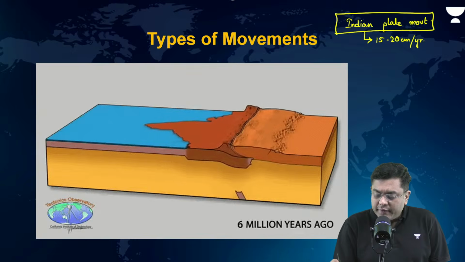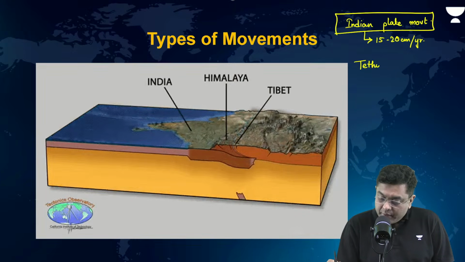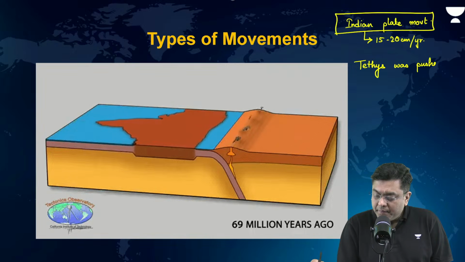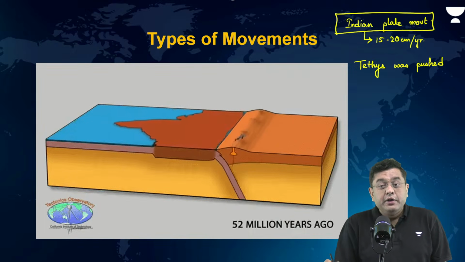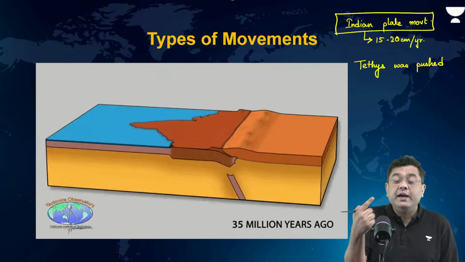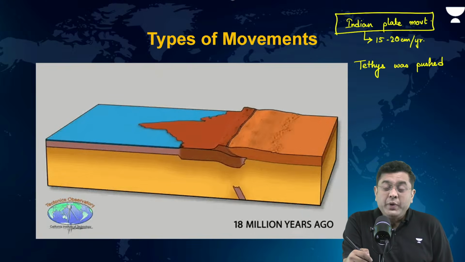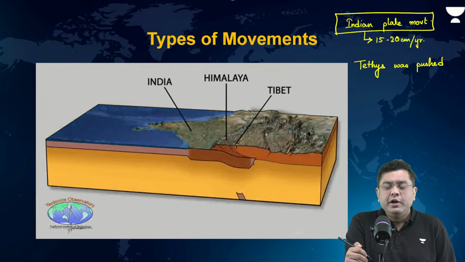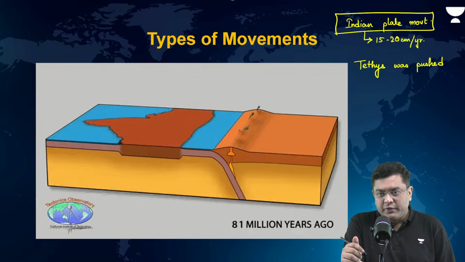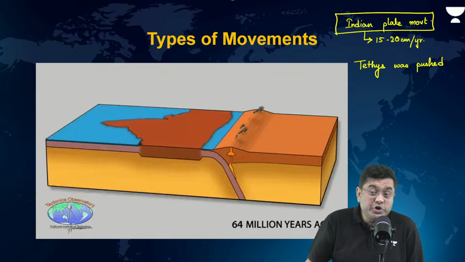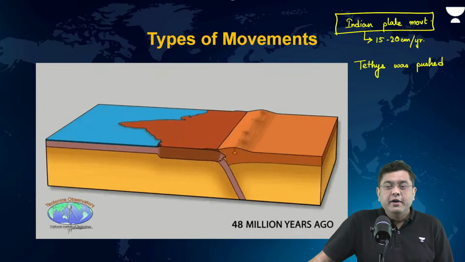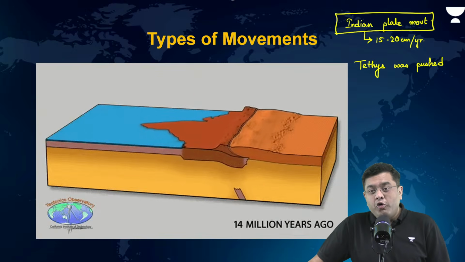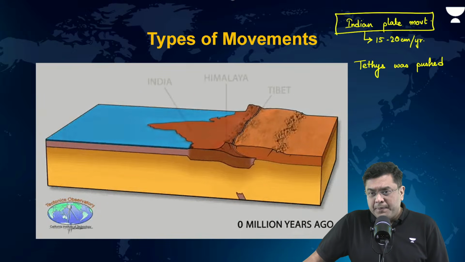So, at this point of time, Tethys was being pushed, right? So, can we say there was a convergence which happened between the Tethyan sea floor and the Eurasian plate, a kind of oceanic-continental convergence? Now, what happens in the case of oceanic-continental convergence? Volcanic eruptions. So, on the side of the Eurasian plate, you had the volcanic eruptions.